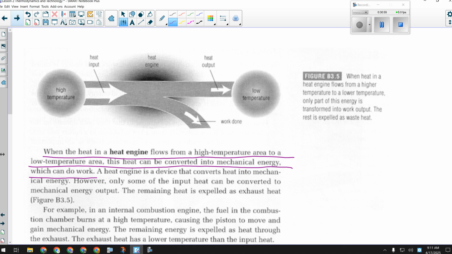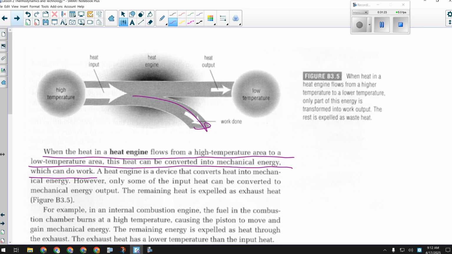Okay? If I've got a high temperature area over here and a low temperature area over here, thermal energy or heat is naturally going to flow from hot to cold. I just have to put something in the middle that can catch it. And then I can allow that natural flow to do some useful work. So it would steal some, that would be the work done here, going that way. Everybody okay with that idea?